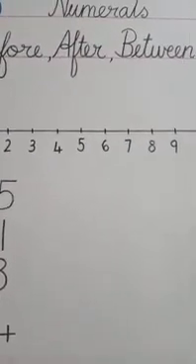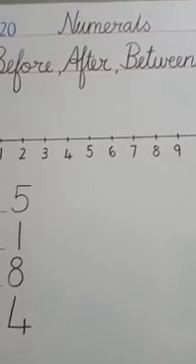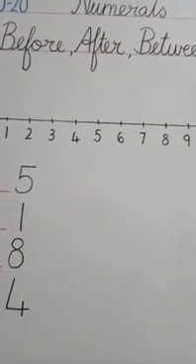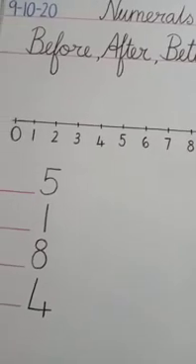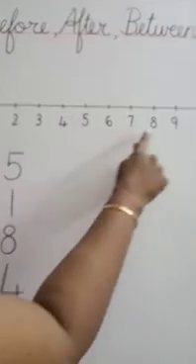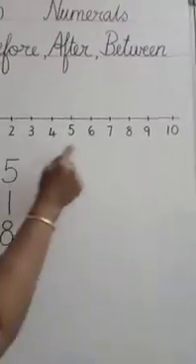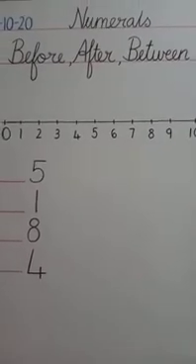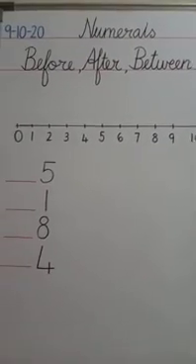Okay, now using that same concept, children, today we are going to see numerals. Okay, so now just look at what I'm showing you. Can you see this line, children, over here? And all numbers written on that line. Now this is called a number line. Okay, this is a number line.